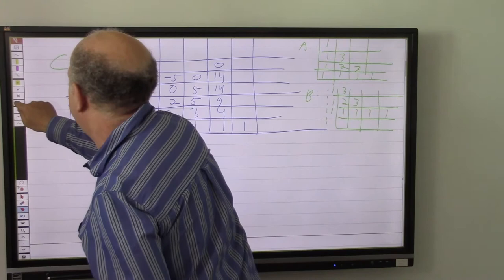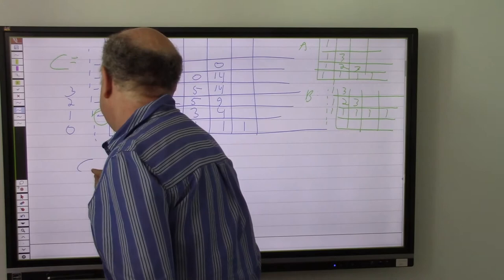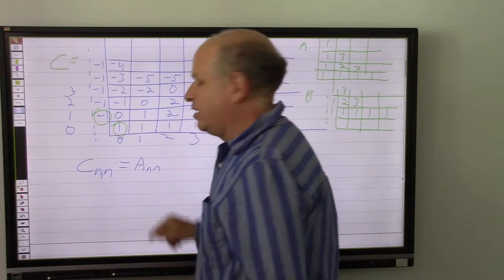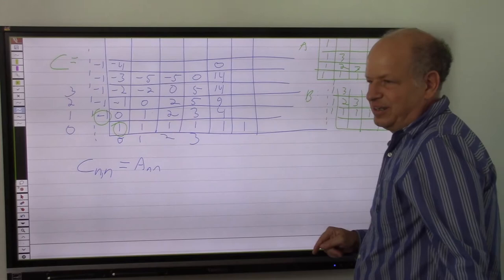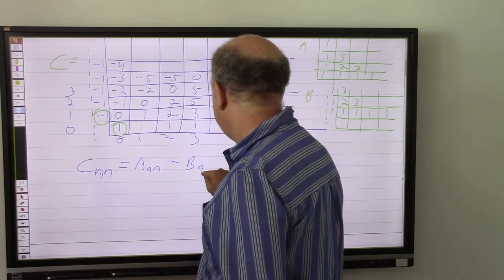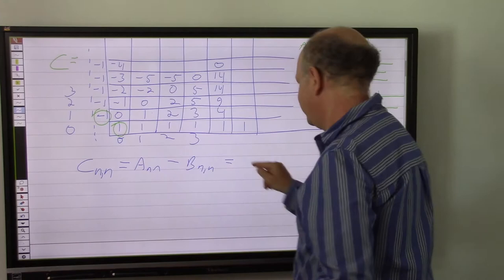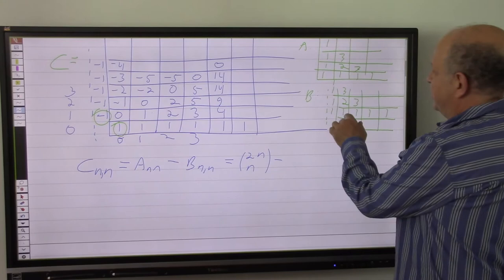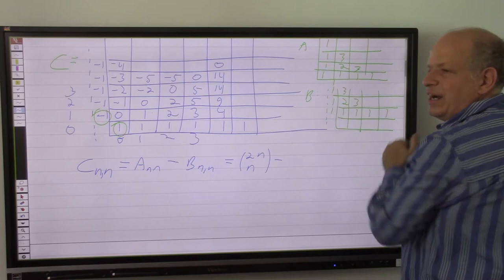There is a consequence. The consequence is that C_nn, the entry in position nn of table C, is equal to A_nn minus B_nn. A_nn is the corresponding entry in Pascal's triangle, so it's 2n choose n, and B_nn is the corresponding entry in Pascal's triangle shifted by 1, so it's 2n choose n minus 1.